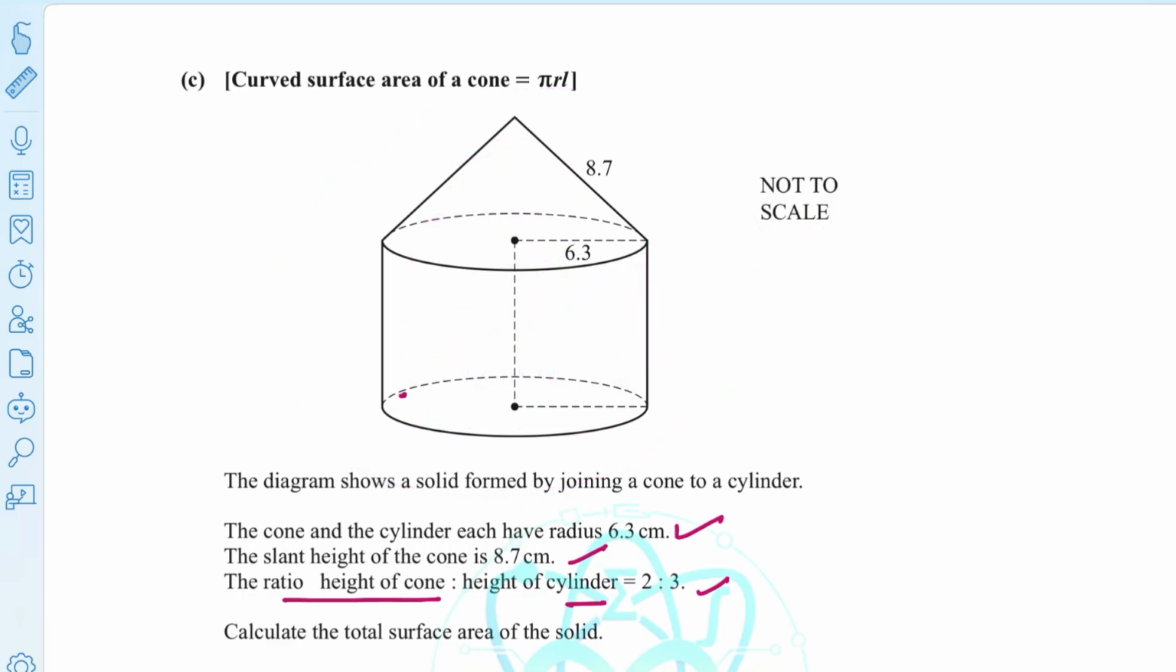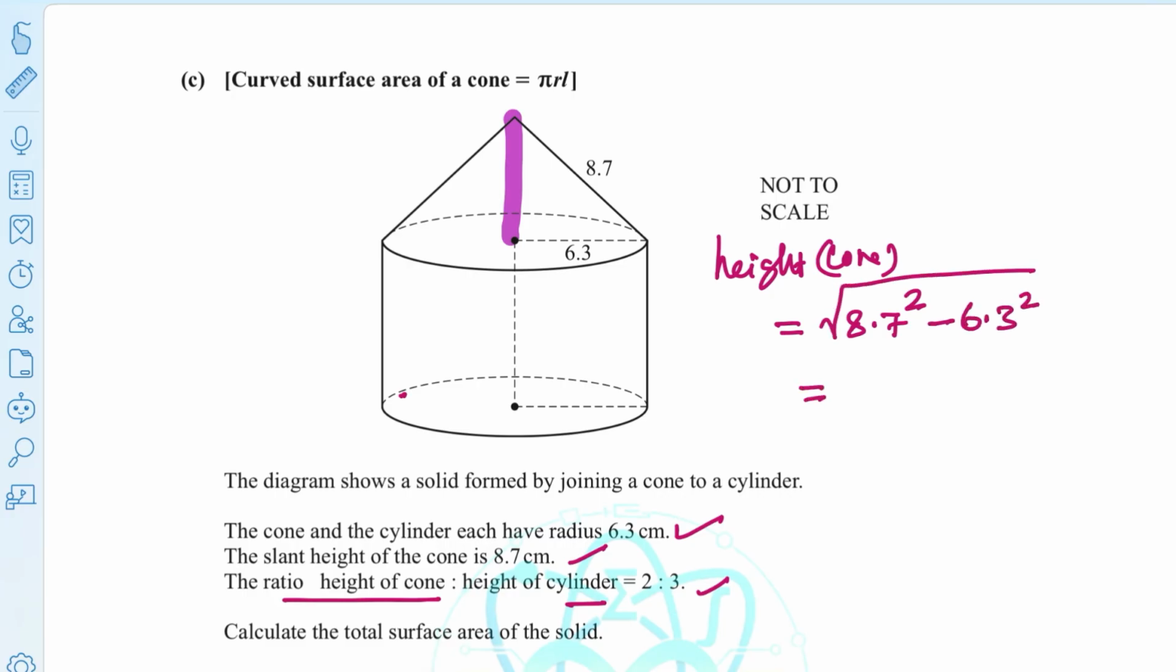Is it okay? First of all, we should understand how to find out the height of the cone. Height of the cone means from here to here, you can see here, right? So we can say the height of the cone equals square root of 8.7 squared minus 6.3 squared, Pythagoras theorem, right? That gives you 6 centimeter. Is it okay? This height we got 6 centimeter.